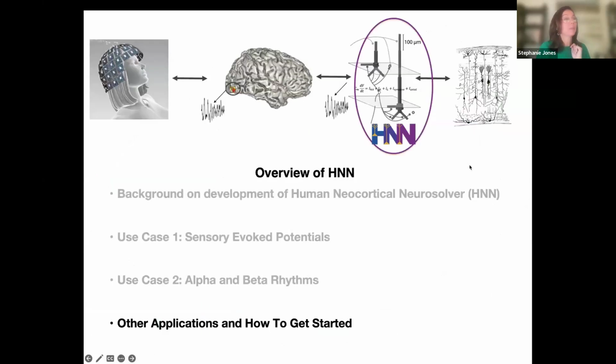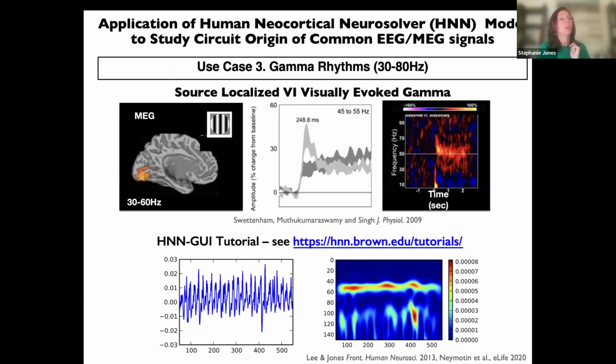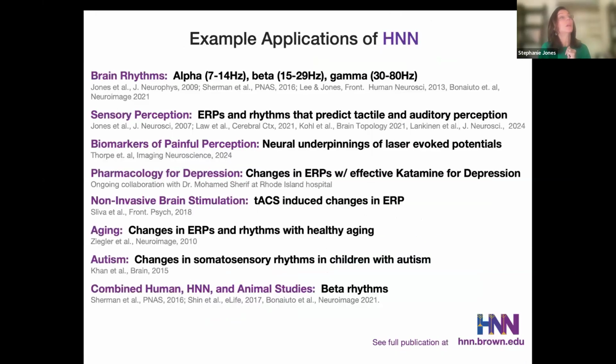Okay, very briefly, what are some other applications? We also have tutorials on gamma rhythms. We're not going to be going through this today. Gamma is a very robust signal that can be recorded with MEG and EEG. I'm just showing you one example here, and that we can reproduce this with HNN. There's a tutorial online. I encourage you to look at it and do it if you want to learn more about the generation of gamma rhythms.